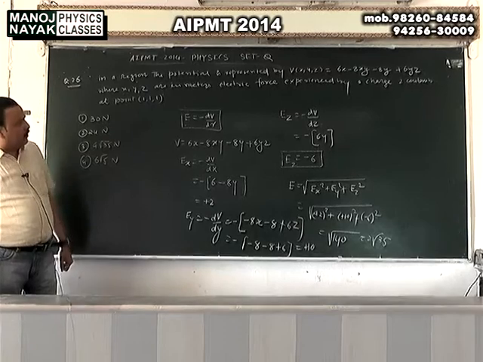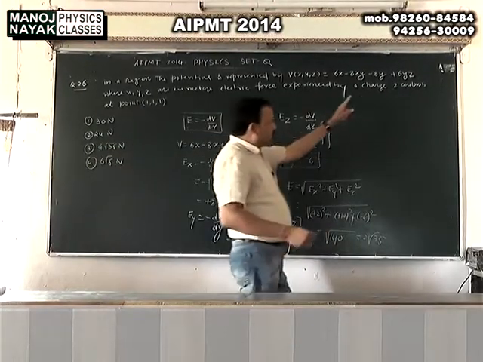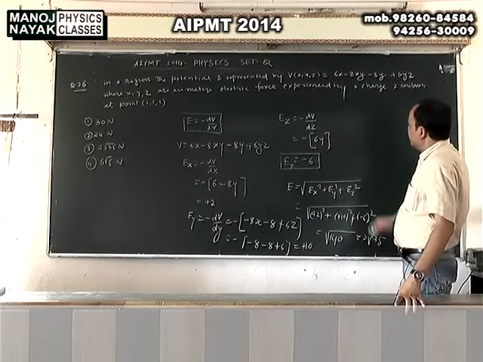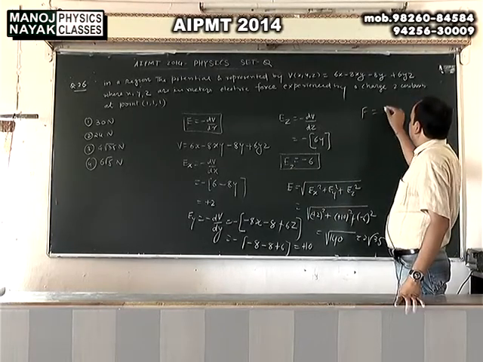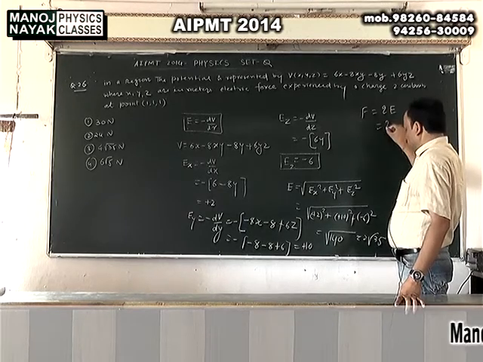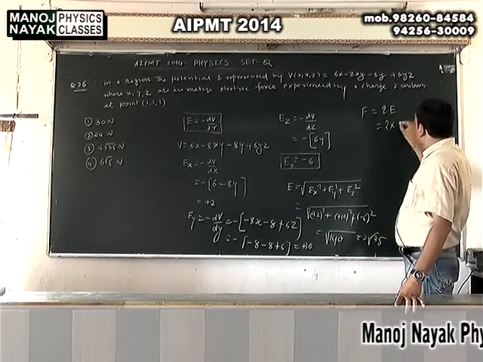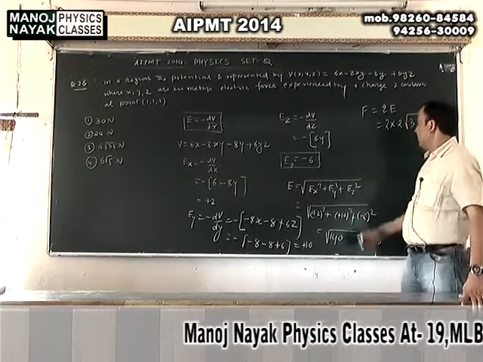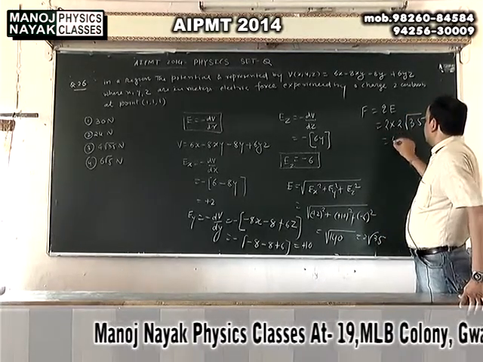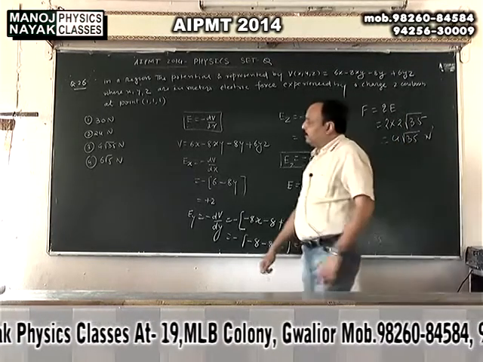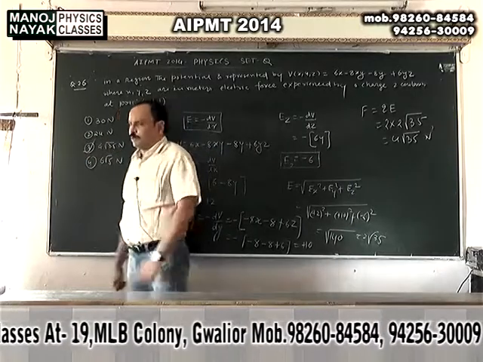But force is being asked on 2 Coulomb charge. Force equal to Q into E. Q is what? 2. E is 2 under root 35 Newton per Coulomb. Okay, so final answer is 4 root 35 Newton, and this will be the appropriate answer.